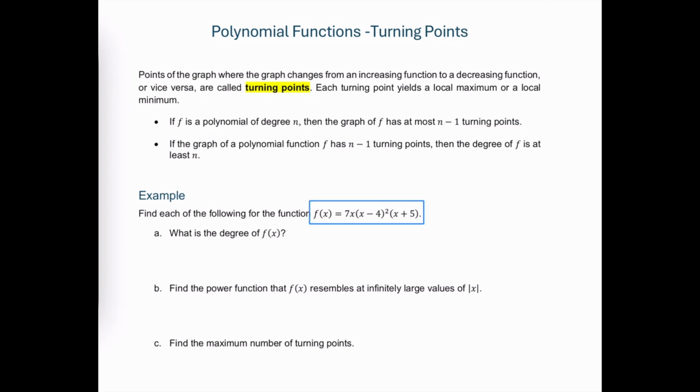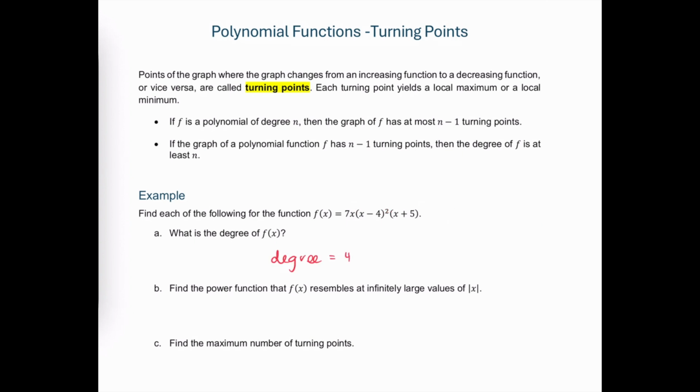Given the polynomial function, the first thing that we're asked to do is to find its degree. Remember, the degree is determined by the highest power of x once this polynomial is completely multiplied out. Multiplying it out could be tedious, but we can tell what that highest power is going to be by adding together the powers on the factors that contain x's. And so in this case, the degree is going to be 1 plus 2 plus 1, which is 4.